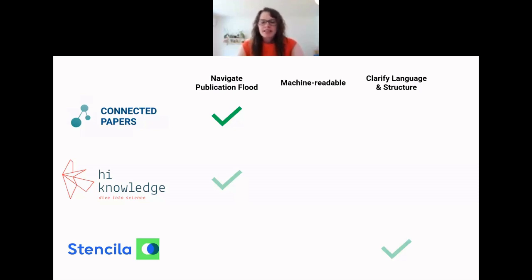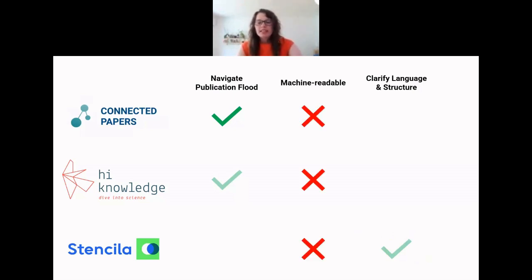However, the data in Stencilla is not machine readable, and while it brings structure to articles in the form of statistical code, it does not ensure consistent use of language across papers, so again, we'll give it a light green check mark in this column.